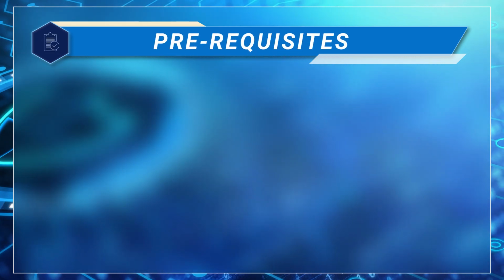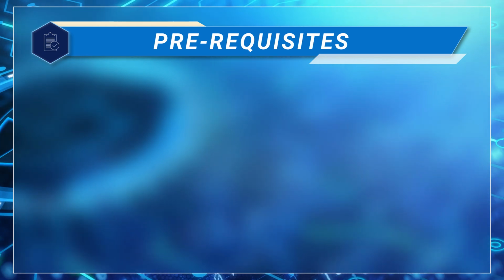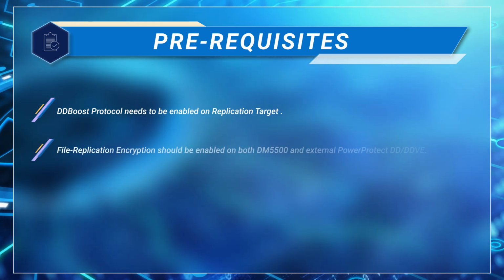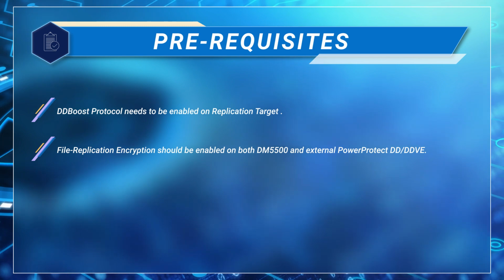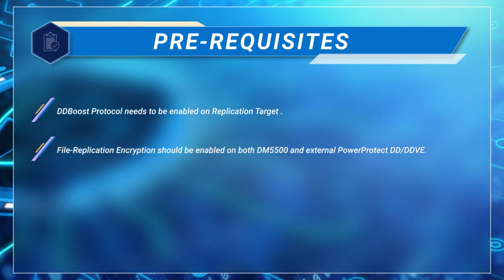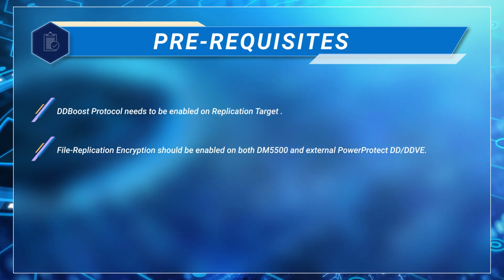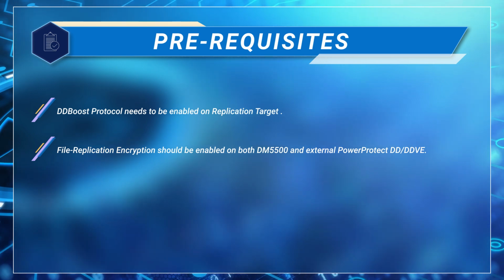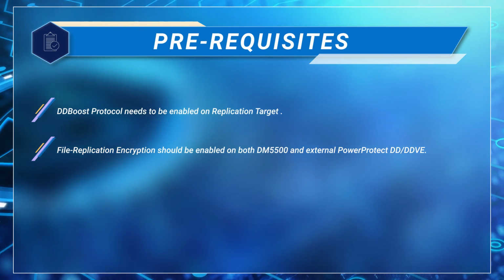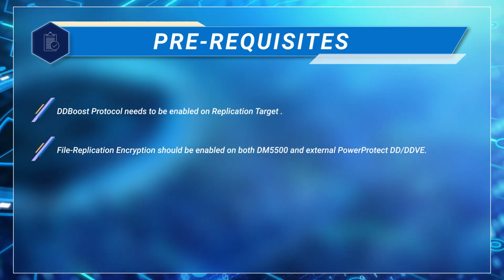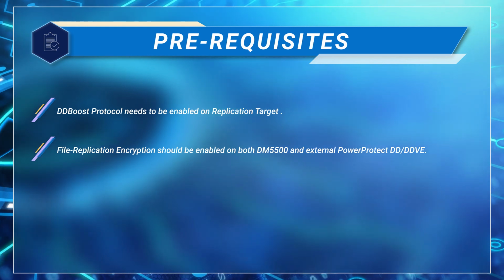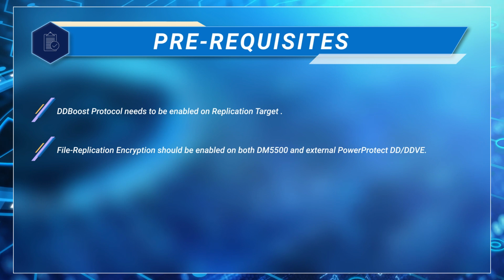Now let's go over some of the prereqs required to configure and set up this replication. First and foremost, the DDBoost protocol needs to be enabled on the replication target, and file replication encryption should be enabled on both DM5500 and the external PowerProtect DD or DDVE. Just to note, on DM5500, DDBoost and file replication encryption are enabled by default. But it's always good to verify that file replication encryption is still enabled on DM5500 while you are configuring replication, and enable it on the target side as well.